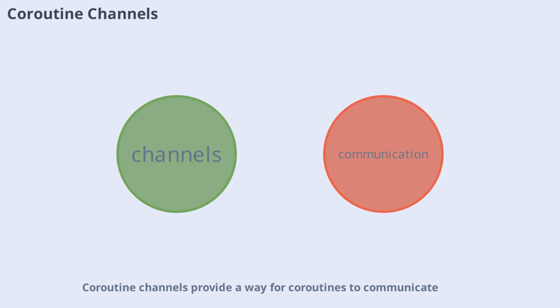Coroutine channels provide a way for coroutines to communicate by sending and receiving data in a non-blocking manner. Channels are useful for implementing producer-consumer patterns, stream processing, or any scenario where coroutines need to exchange data efficiently.